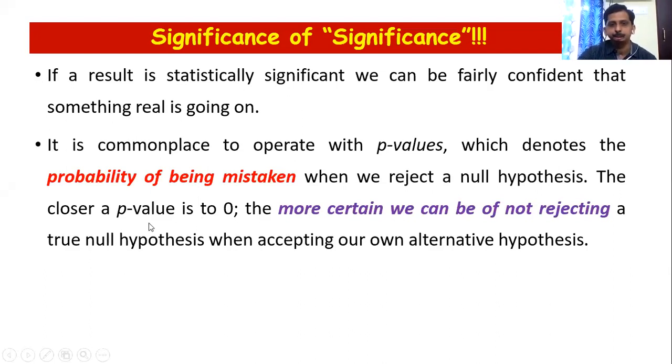The closer the p-value is to 0, the more certain we can be of not rejecting a true null hypothesis and of accepting our alternative hypothesis. There will be some instances where you get 0.00000. What does it mean? Let us take, for instance, 0.03. My alpha level is 0.05.